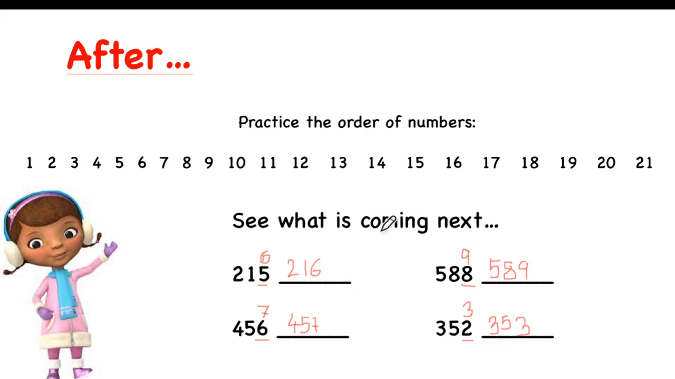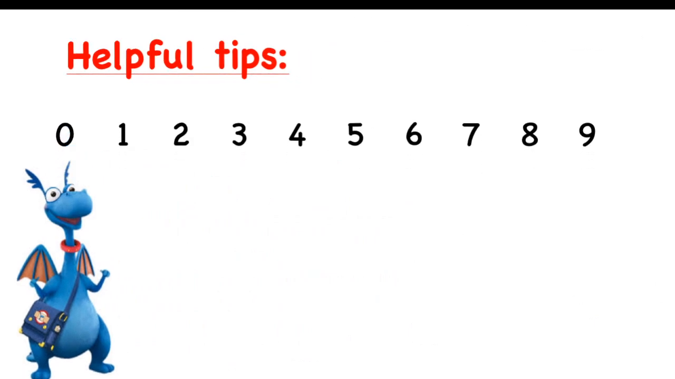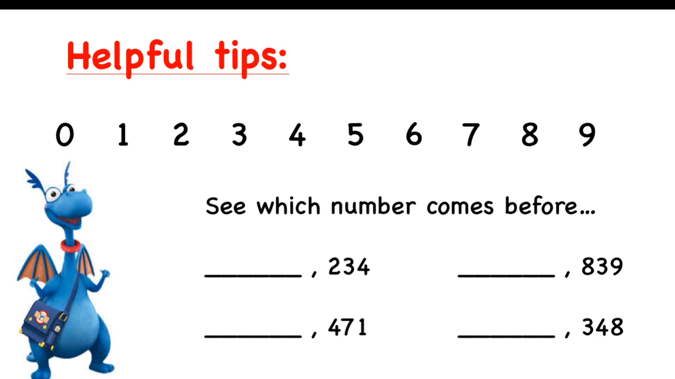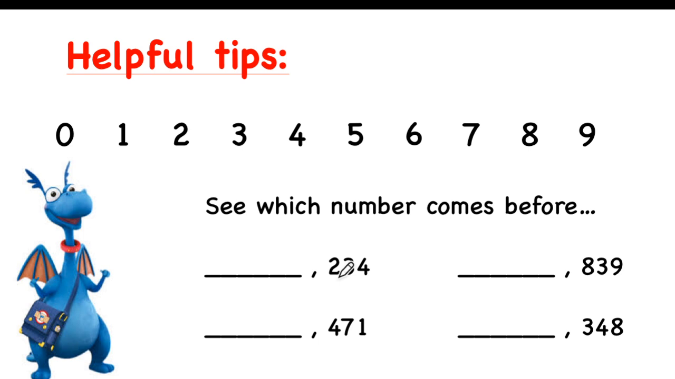Very good. So do you understand what you will do when you're looking for the number that comes after? You will add plus 1 to the ones digit. These are the answers, just to make sure that they are correct. Now, when we have the numbers that are before, it means they are numbers that come in front of these numbers. The numbers that come before are one digit less.